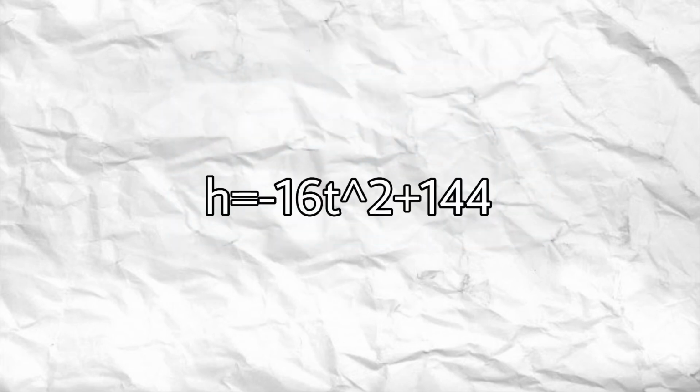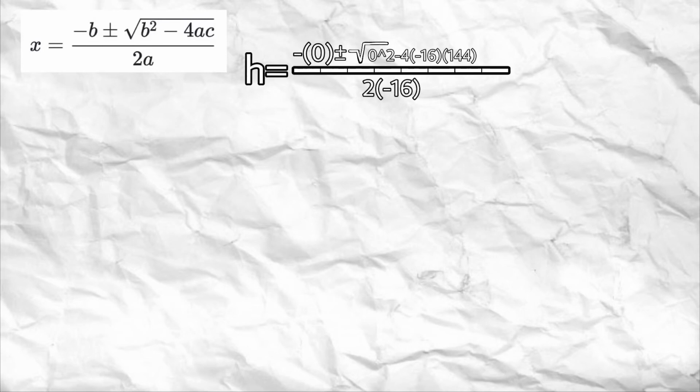The quadratic equation described in this word problem is h equals negative 16t squared plus 144. In this equation, we're trying to find how many seconds it takes for the apple to land on the ground. In this real-world problem, I used the quadratic formula to solve the problem. In this case, I substituted negative 16 for A, 0 for B, and 144 for C.